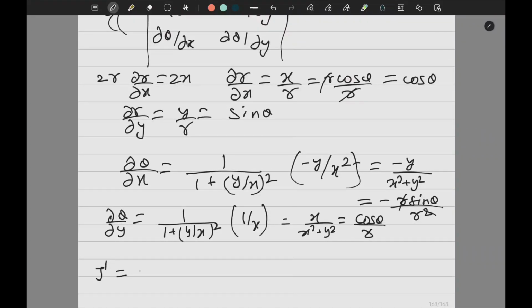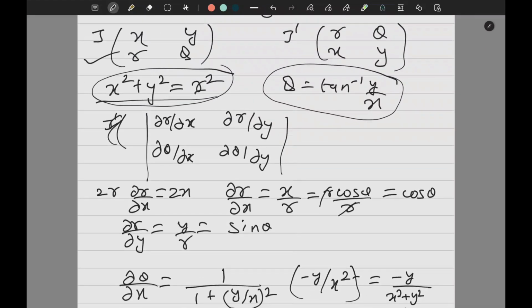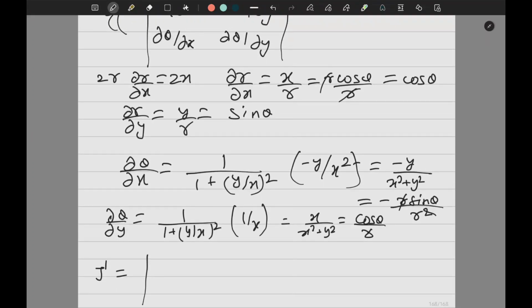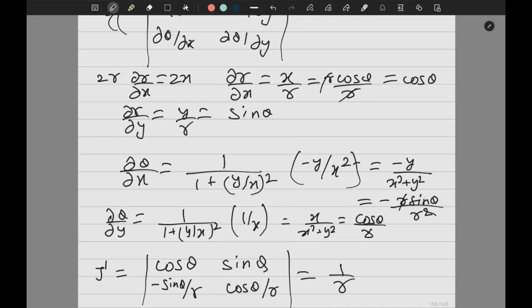J dash value is equal to, I define it as ∂r/∂x. Okay, where is my J dash? This ∂r/∂x, what did I get here? ∂r/∂x is, here we solved, right? cos θ. ∂r/∂y is sin θ. Okay. Then ∂θ/∂x is minus sin θ by r, and here cos θ by r. Right. So when you solve this, it will be 1 by r only.